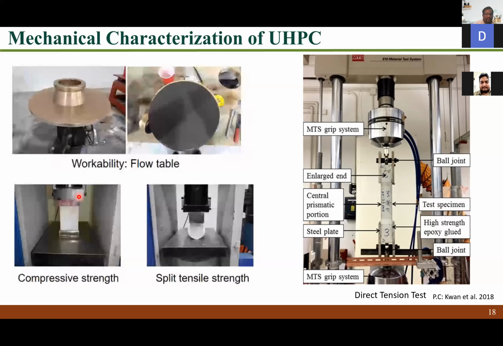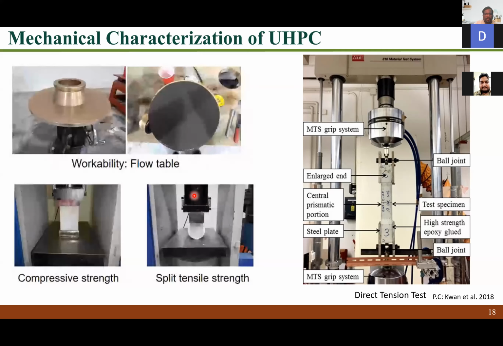Once you're happy with the flow, we also need to make sure of the compressive strength and tensile strength. Compressive strength, of course, we test using cubes or cylinders, and we can find what the strength is. And the splitting tension test is relatively easy to do for understanding the tensile strength of the concrete.